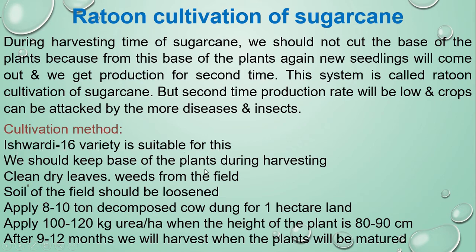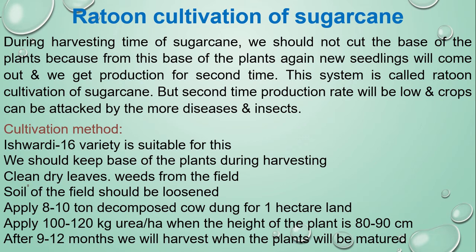We should keep the base of the plant during harvesting, and clean dry leaves and weeds from the field. That means when we do the second-time ratoon cultivation, at that time we have to clean the dry leaves and weeds as well. Otherwise, insects and disease will infect the crop. The soil of the field should be loosened. That means you have to loosen the soil as well.